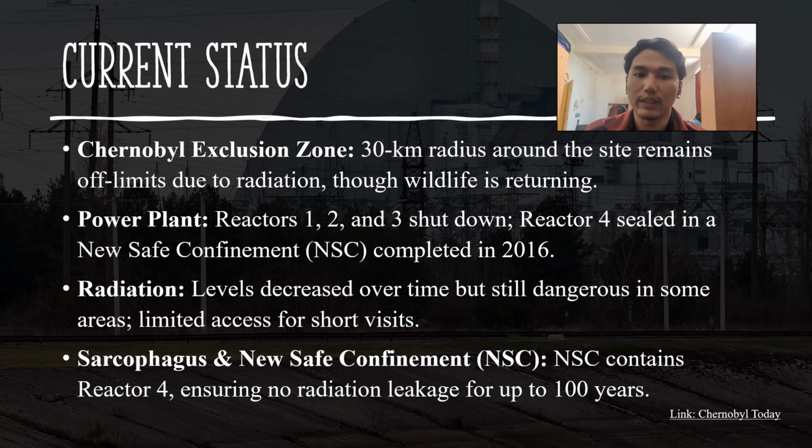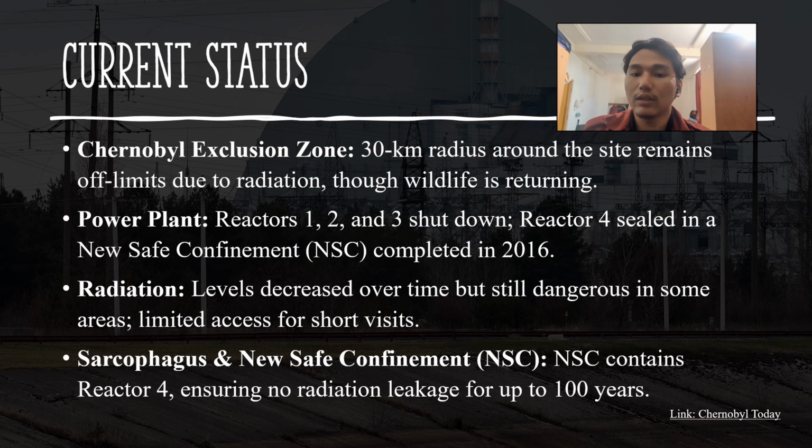We will be proceeding with the current status at Chernobyl. Now, as of February 2021, there are few progress and changes around Chernobyl. One of them is the Chernobyl exclusion zone, which is a zone with a 30-kilometer radius from the center of the reactor. It remains off limits due to radiation poisoning, though some wildlife like deer and foxes are slowly returning to the exclusion zone.